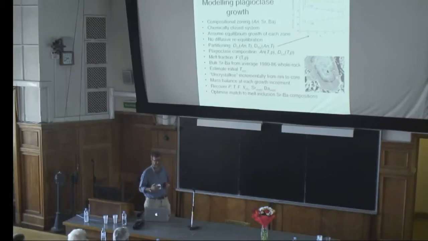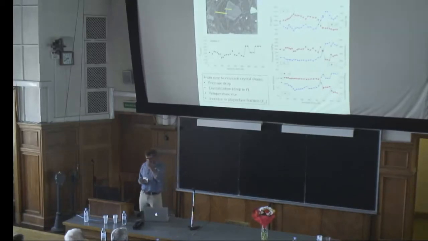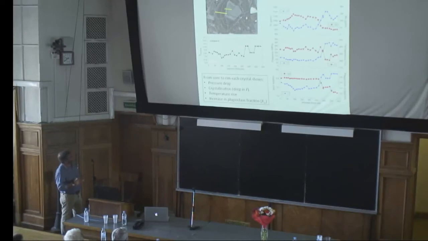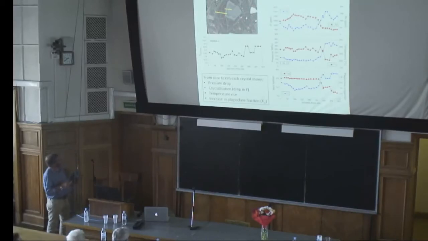Okay, let's see what this is. That's a lot of talking. Does it actually work? So here's one crystal from the 18th of May 1980. This is the rim and this is the core. This is the anorthite content. It wiggles around a bit. Here are two profiles. Then we measure the strontium, blue, and the barium.